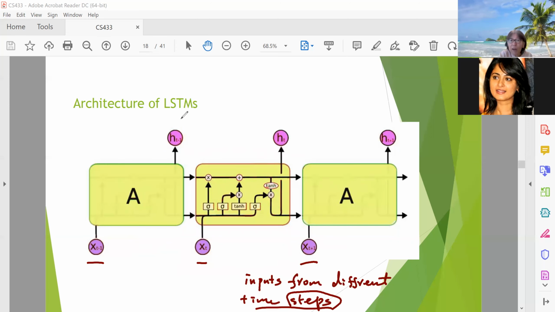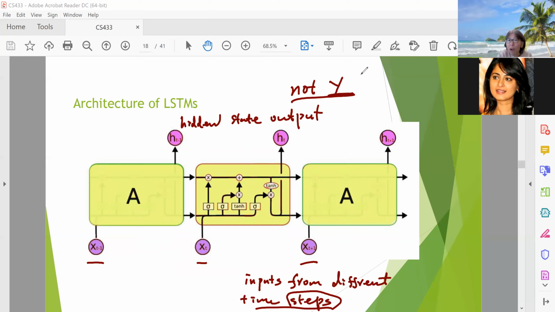Here it's regarding hidden state output. Be careful, this is not Y, okay, not Y. Y is called a target value. This is just a hidden layer's output. And over here, this sigma represents sigmoid operation. And tanh, we also learned, is also a kind of activation function.